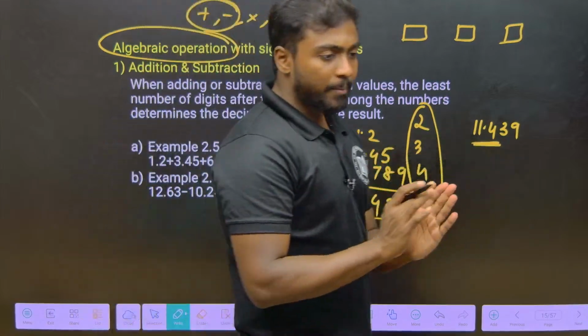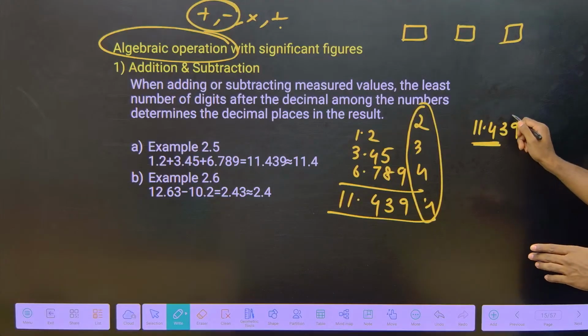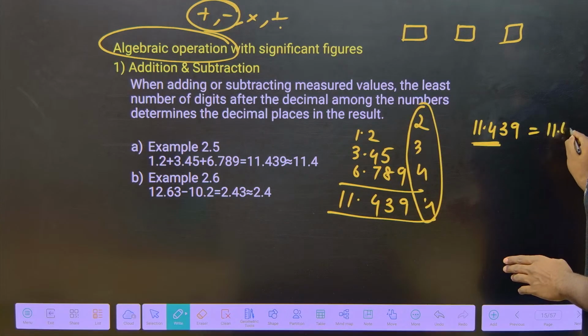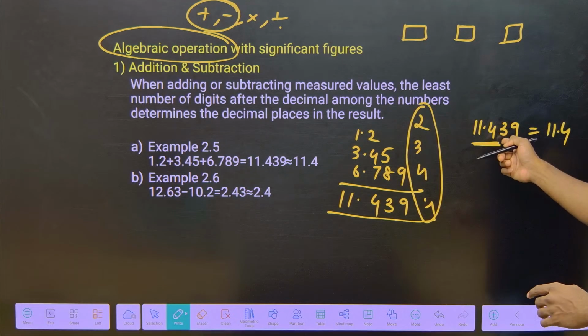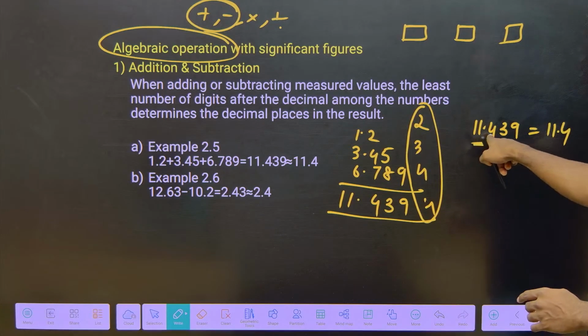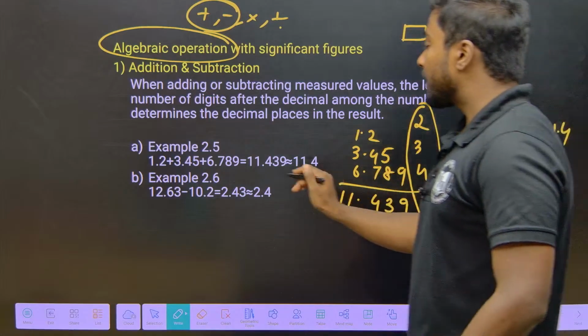11.4. Keep 11.4 as it is, but check the next number. If the next number is less than 5, I can write 11.4 as it is. If it is greater than 5, 11.5. If it is equal to 5 and the previous number is even, no need to change. Understood? This is example 1.